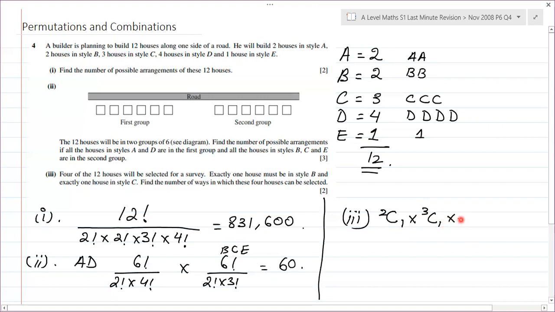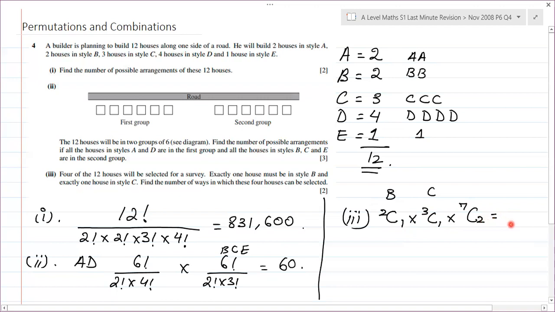Okay, so we are selecting 4. It says exactly one house must be selected from style B. So that's B. This is C. So 3 plus 2, that's 5. And out of 12, we have 7 left. Out of 7, we will have to select 2. So that's 2C1 into 3C1 into 7C2 for the remaining houses.